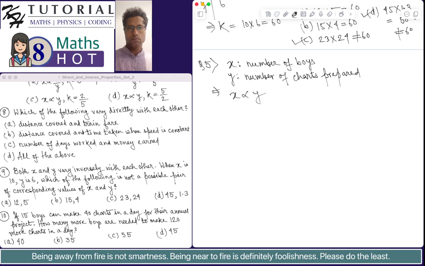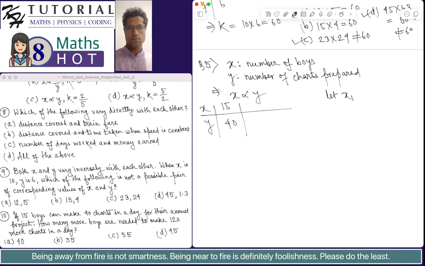Now, if we try to create a table of x and y, the first corresponding values are given: 15 boys can make 40 charts in a day. So we enter the corresponding values in the table, 15 and 40. Now it is asking how many more boys are needed to make 120 more charts in a day. So let's take x1. Please remember that whenever you are assuming some unknown value of the quantity x, always use the variable x1 or x2 or x3.